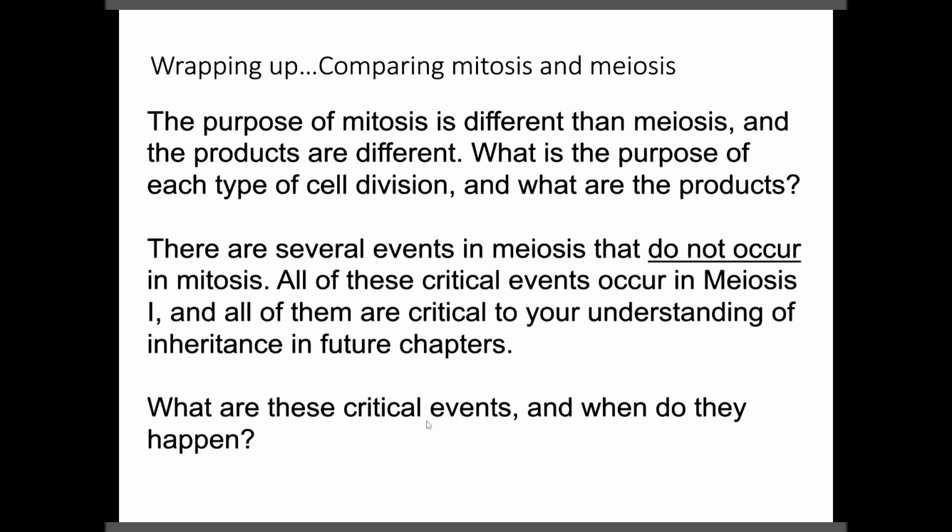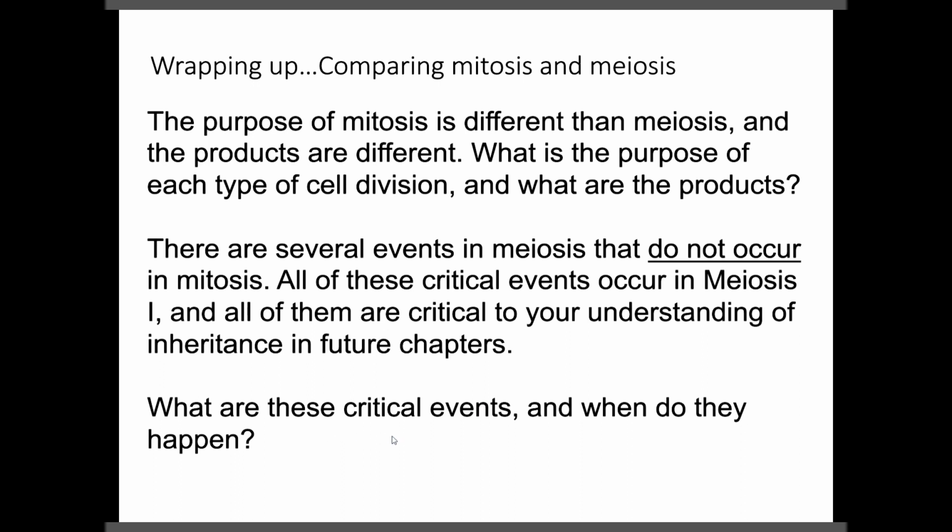All right, so wrapping up, comparing mitosis and meiosis, make sure that you are very clear on the purpose of mitosis and the purpose of meiosis, and the products of mitosis versus the products of meiosis. So what is the purpose and what are the products? I've gone over that in the lecture. And also, there are several events in meiosis that do not occur in mitosis. All of them occur in meiosis 1, and these events I will mention briefly.